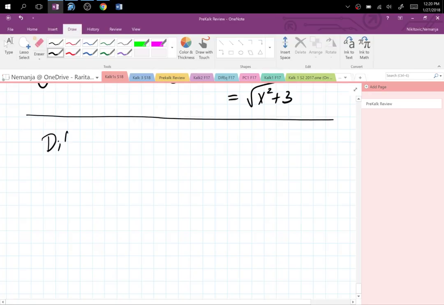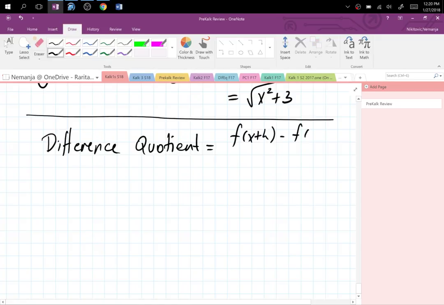Well, that formula has a combination of function composition and function combinations. So the difference quotient was equal to f of x plus h minus f of x divided by h. And you were supposed to memorize this thing, and then when they give you the f of x, you were supposed to compute it. And then you have your grade and you go home, right?